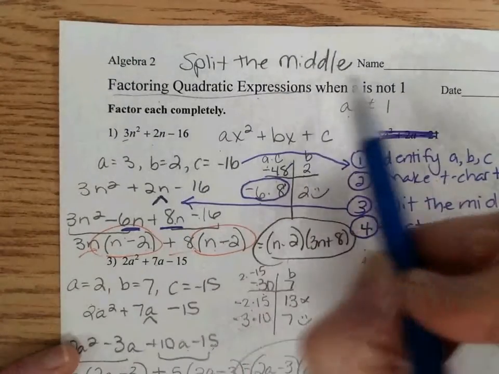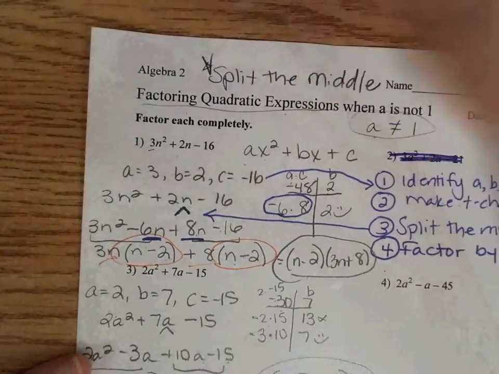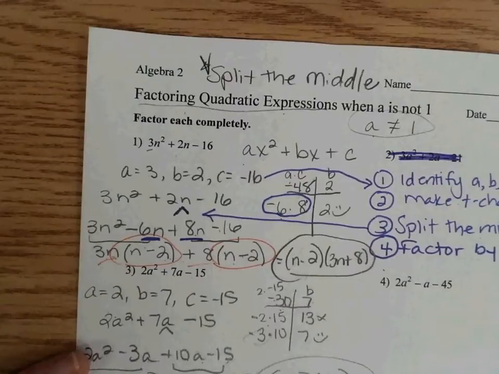And so this is all factoring quadratic expressions when a is not equal to 1. And this is using the split the middle method.